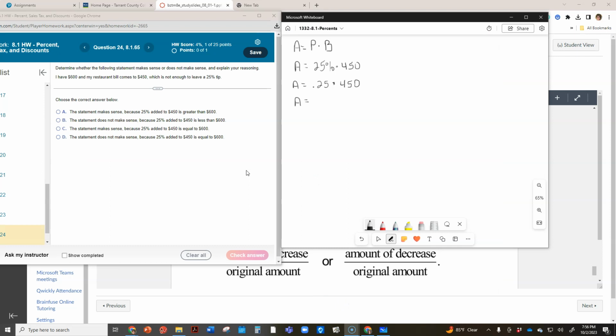Okay, question 24 says that you have $600 and your restaurant bill comes to $450. First of all, I want to say, where in the Sam Hill are they eating? I hope that they're feeding 45 people for $450. Land sakes. That's too rich for my poor teacher blood.